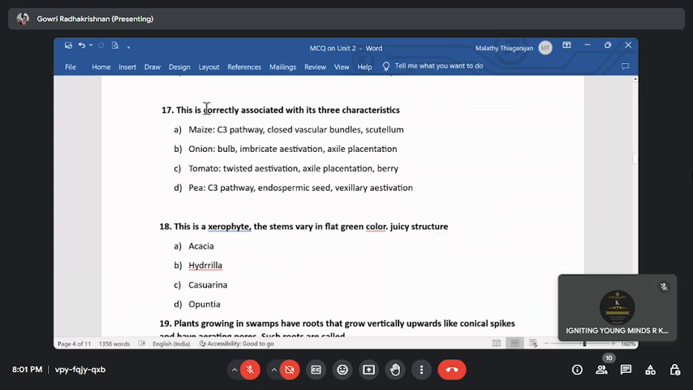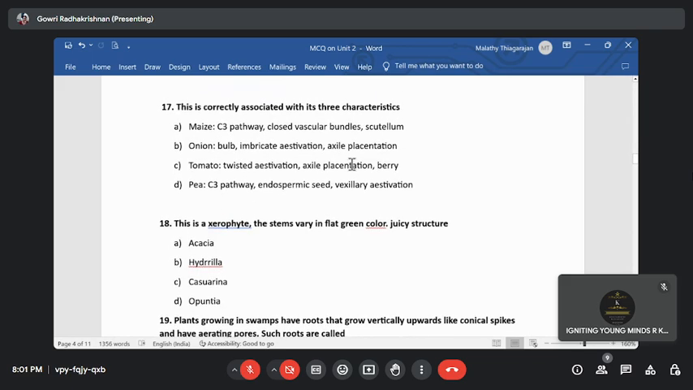Children, wait. I have put the question wrongly. It's incorrectly associated with the three characteristics. You should pick out the incorrect answer. So the incorrect one is A: maize, C3 pathway, closed vascular bundles, and scutellum. Actually, maize follows a C4 pathway, not the C3 pathway. So that is wrong. And the vascular bundles are not closed, they are open in maize. So the question was wrong. It's again a typing error, children.